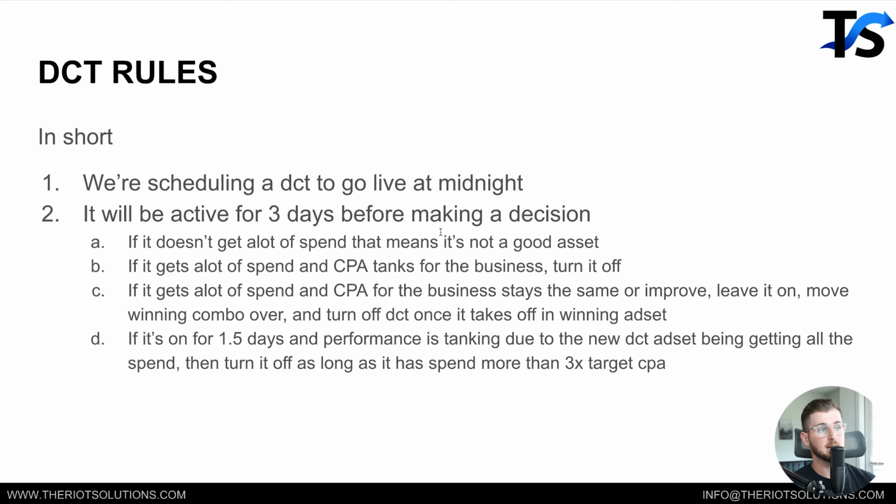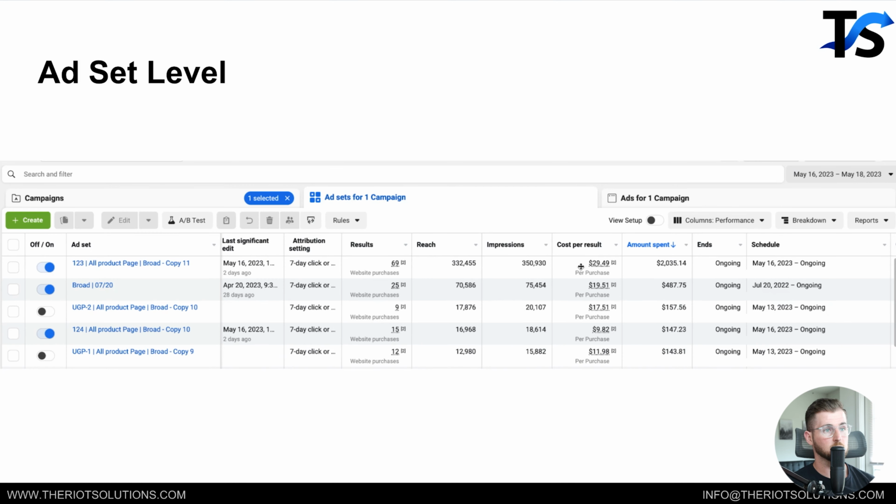If it doesn't get a lot of spend, that means it's not a good asset. Facebook's basically saying, hey, this is not a good asset at scale. Simple as that. If it gets a lot of spend and CPA tanks for the business, turn it off. So let's say we looked at 123 right here. It's getting the majority of spend, but overall CPA for the business, leveraging a tool like TripleWhale, Hyros, or something like that, and again looking at NCCPA, if that tanks, so maybe our target's $20 and our NCCPA is like $50, it's not doing good at all. So let's turn that asset off.